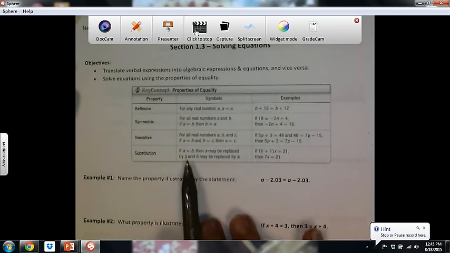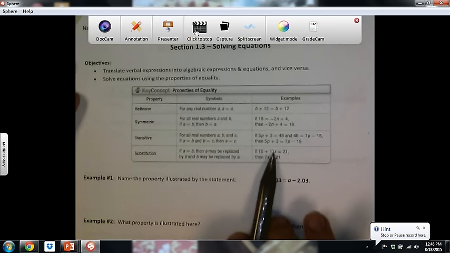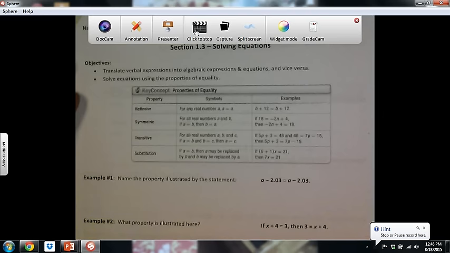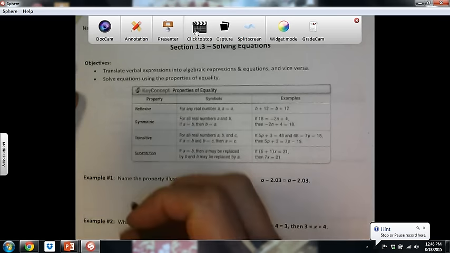The last is the idea of substitution. In this case, they're substituting out the 6 plus 1 and replacing it with a 7. Things that are equivalent can be replaced in the equation. If we were going to name the first property here, it's showing that this thing is equal to itself. Both sides of the equal sign are the same. That is the reflexive property.